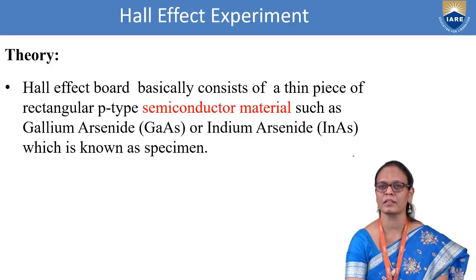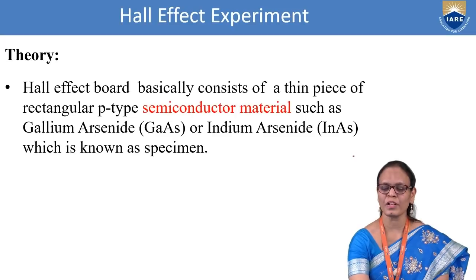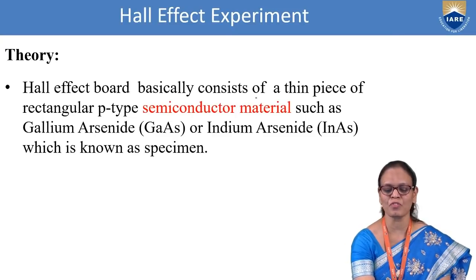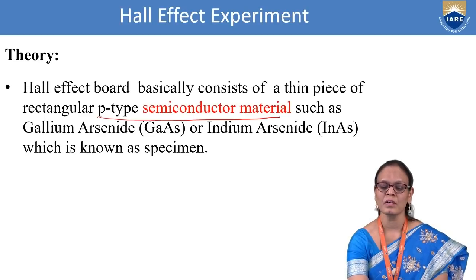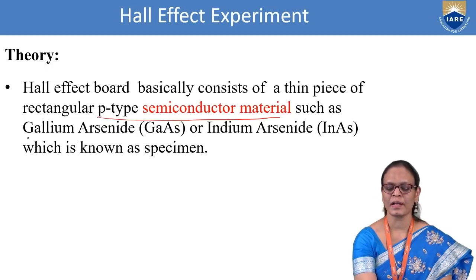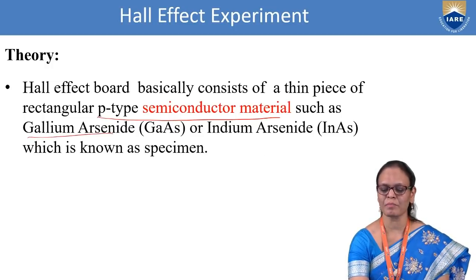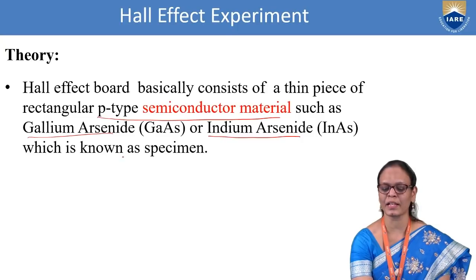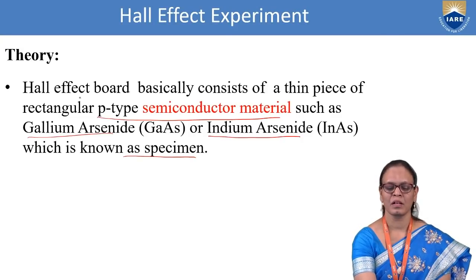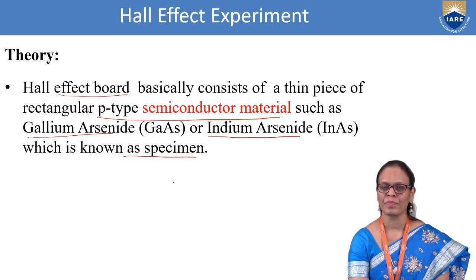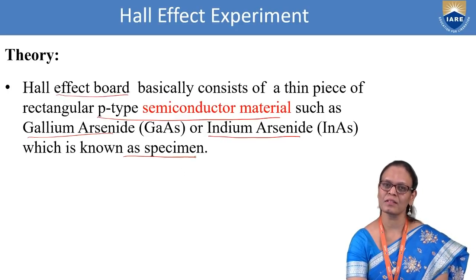Now, what is the theory? Hall effect board consists of a thin piece of rectangular p-type semiconductor material. Here we are considering a p-type semiconductor material, for example, gallium arsenide or indium arsenide. This is what we are taking as the specimen. Means the semiconductor in which we have to calculate the charge carrier density is fixed on the Hall effect board. Okay, and that we are calling the specimen.